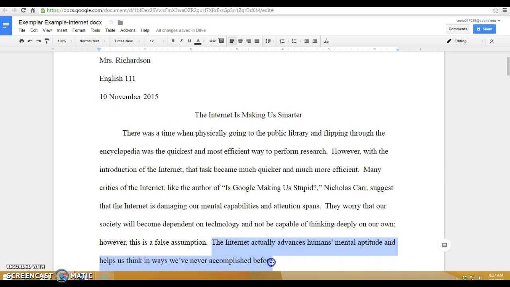And then, of course, the thesis statement. This is where you state your claim. The internet actually advances humans' mental aptitude and helps us think in ways we've never accomplished before. All right? So there, I'm telling you, the internet is this wonderful thing. I use this strong verb. It's advancing our mental aptitude, and it's helping us be the kind of thinkers that think in uncharted territory. Okay, let's go back to the outline.